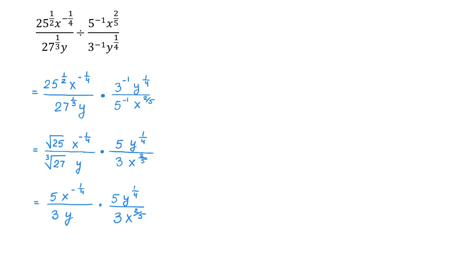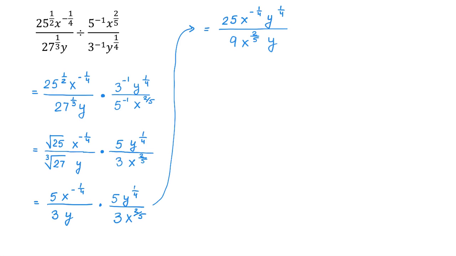Now let's multiply these two fractions together. In the numerator, 5 times 5 will be 25, x to the power of negative 1/4, y to the power of 1/4. In the denominator, 3 times 3 is 9, then we have y and we have x to the power of 2 over 5. So let's write 9, and we can write x first to the power of 2 over 5, then y. Now in this fraction, in the numerator and in the denominator, we have numbers, we have x, and we have y. These two numbers cannot be reduced any further, so we will bring them down as they are, 25 over 9.